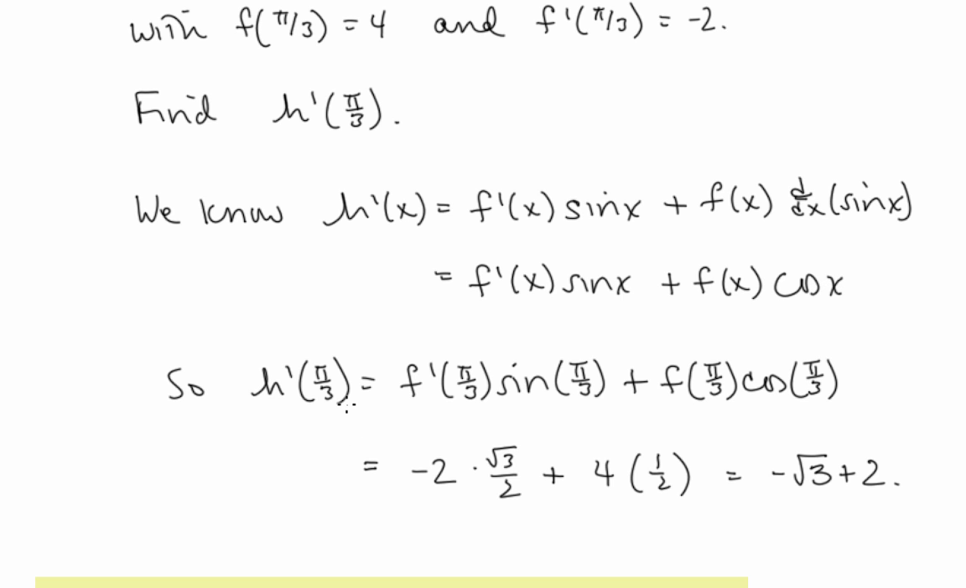So h prime of pi over 3 is equal to f prime of pi over 3 times sine of pi over 3 plus f of pi over 3 times cosine of pi over 3. We were given f prime of pi over 3 to be negative 2. And we were given f of pi over 3 to be 4. We know that sine of pi over 3 is radical 3 over 2, and cosine of pi over 3 is 1/2. So simplifying here, the 2's cancel, we get negative radical 3, and here we cancel a factor of 2, so we get negative radical 3 plus 2.